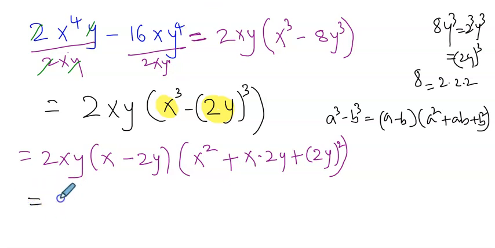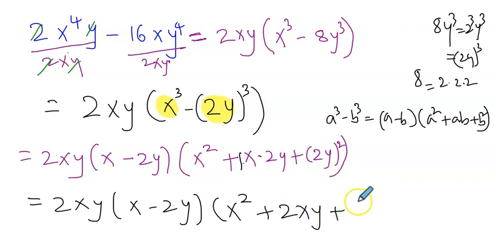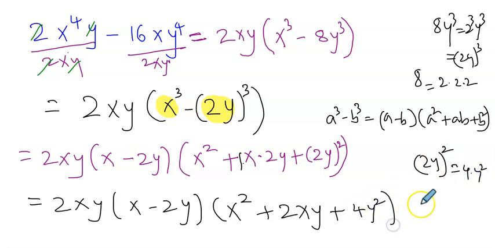Finally, my answer is 2xy times x minus 2y times x square plus, here numerical coefficients you take first, 1 times 2 is 2, so 2xy plus 2 square is 4. See, 2y square, 2 square is 4y square, right? So I'll write 4 times y square. That's all, that's my answer, right?